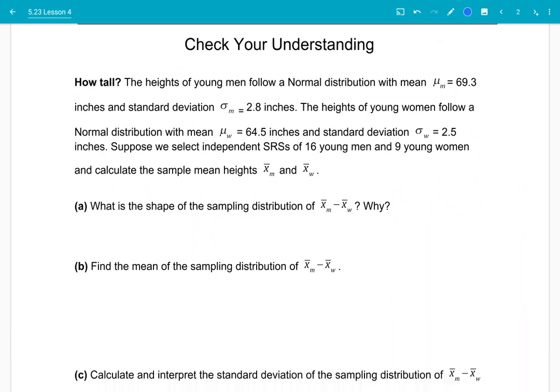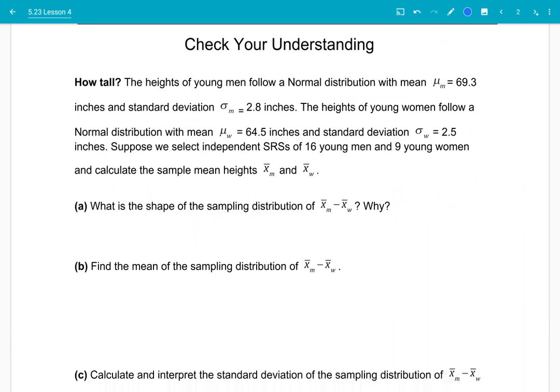The heights of young women follow a normal distribution with a mean of 64.5 inches and a standard deviation of 2.5 inches. Supposedly, we select independent simple random samples of 16 young men and 9 young women and calculate the sample heights, the mean of the men and the mean of the women. What is the shape of the sampling distribution and why?